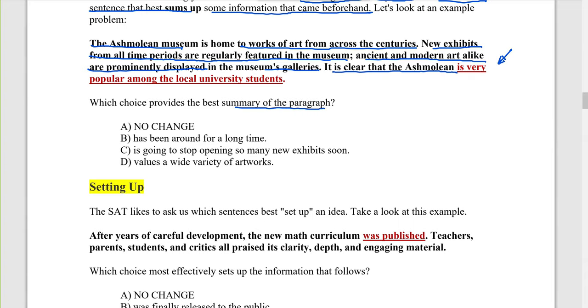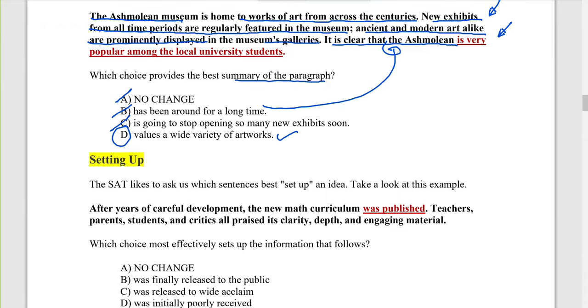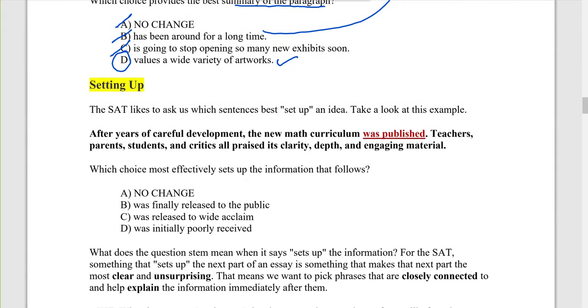Perfect. Okay. So what we have read here, thank you, Abdurrahman, what we have read here, of course, I will never go for A, has been around for a long time. Come on, that's unnecessary detail. Yes, it is relevant, by the way. This one, it is relevant, but it's unnecessary detail. Is going to stop opening so many new exhibits soon. Come on, there was no mention at all, right? Of course, values a wide variety of artworks. Thank you very much. And then, we are going to see a question like that in the exam.